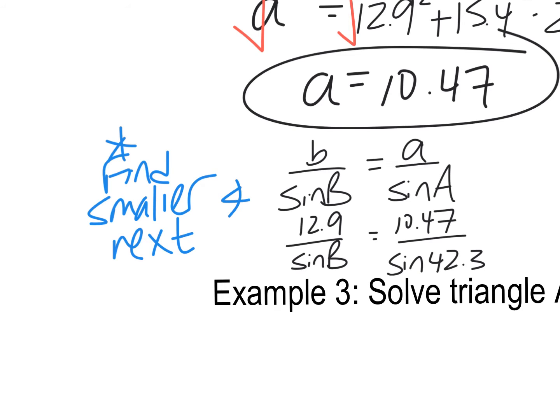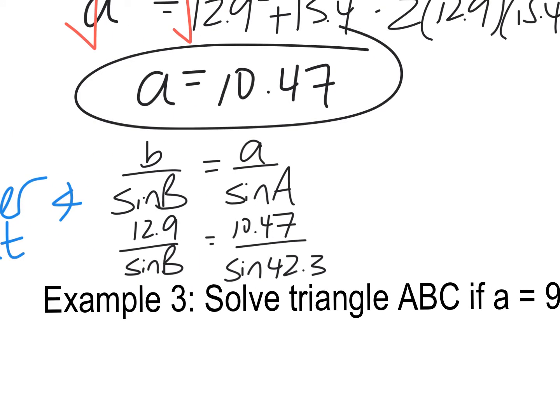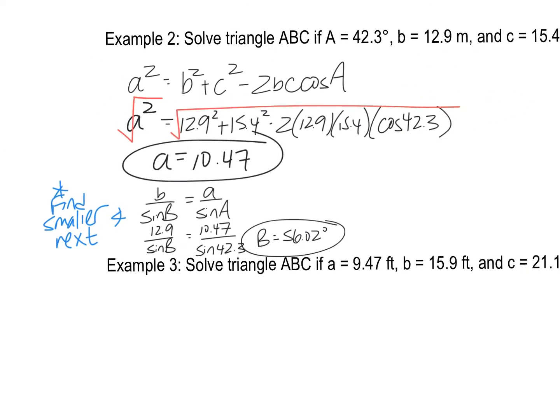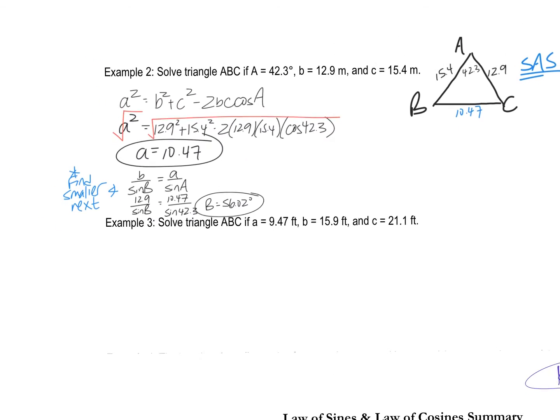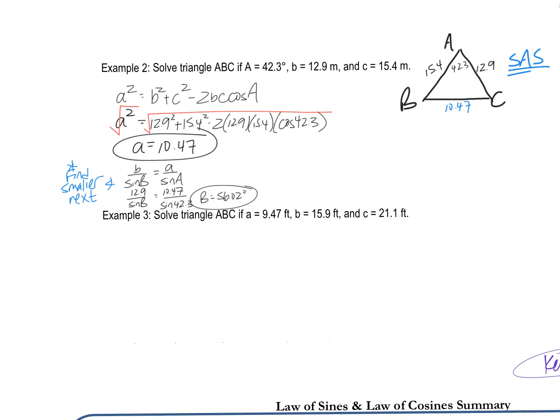Anyway, so we cross multiply, you do sine 42.3 times 12.9, you end up dividing by 10.47, and that equals sine of B. So you need to inverse sine all of that stuff, and that's going to give you angle B, which is 56.02. So that's another thing that I just found. So that is angle B, and that is the smaller of the two angles that I had left.